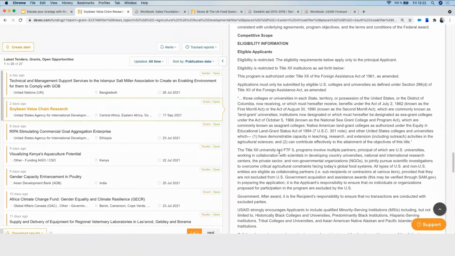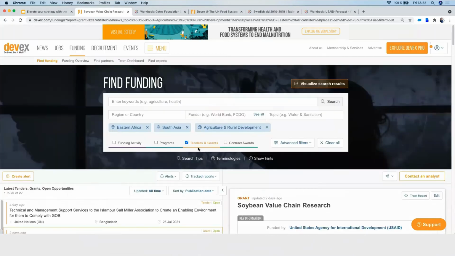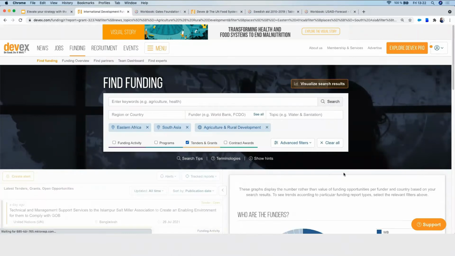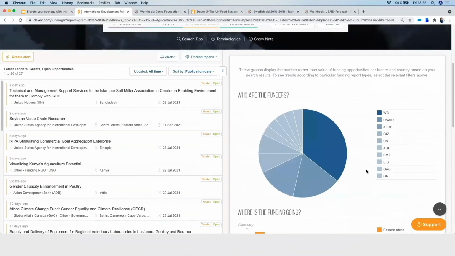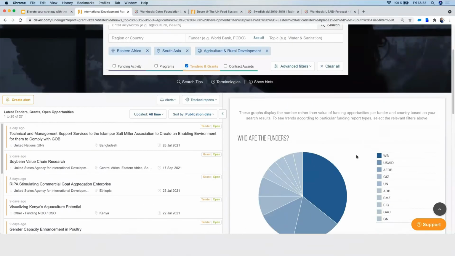Now, I've seen that USAID is quite active and actually working in some of those areas. Perhaps I want to take a broader look at who are broadly the funders that have opportunities open at the moment in agriculture in those two regions. And you've got, for example, the World Bank with 10 opportunities, USAID, the AFDB, GIZ, other UN agencies, ADB, BMZ, and others. So it's always good to know who those funders that are active are.